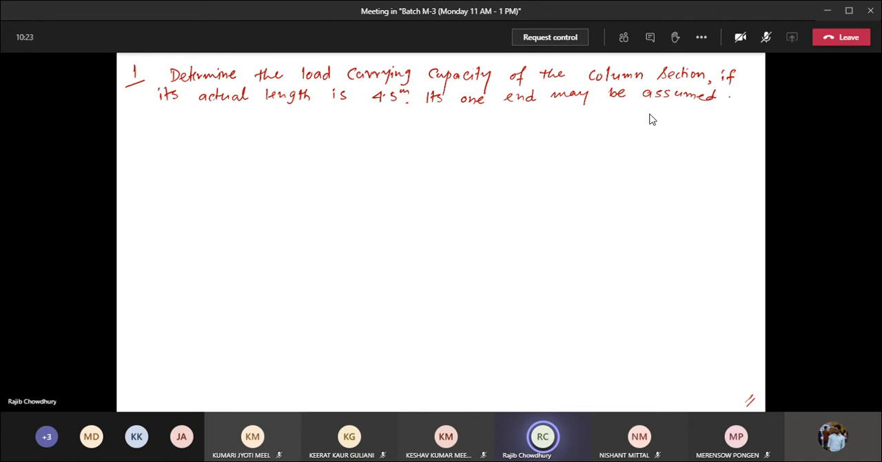may be assumed, fixed, and other end hinged. The grade of the steel can be taken as Fe410, which is having the Young's modulus of Fe250.